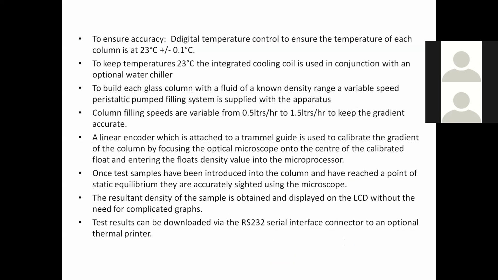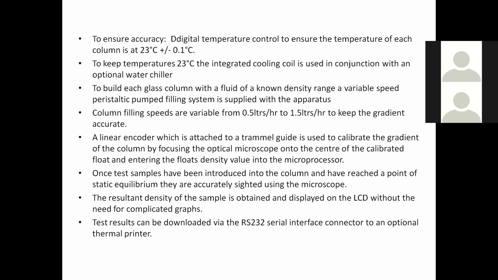To ensure accuracy, digital temperature control keeps the temperature of each column at 23 plus or minus 0.1 degrees centigrade. To keep the temperature at 23 degrees centigrade, an integrated cooling coil is used in conjunction with an optional water chiller. I have mentioned a chiller is required to keep the temperature constant. To build each glass column with floats of a known density range, a variable speed peristaltic pump filling system is supplied with the apparatus. Column filling speeds are variable from 0.5 liter per hour to 1.5 liters per hour to keep the gradient accurate.